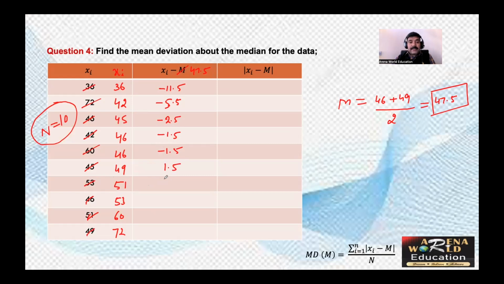51 minus 47.5, yes, this will be 3.5. 53 minus 47.5, yes, this will be 5.5. And 60 minus 47.5, yes, this will be 12.5. 72 minus 47.5, so this will be, yes, 24.5. Very good. What is the next step?